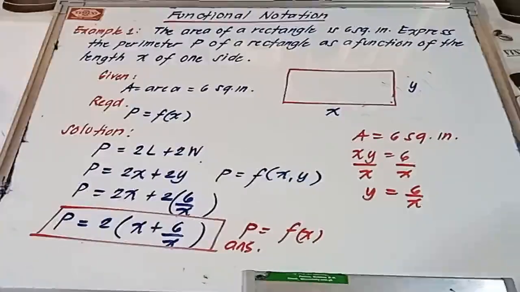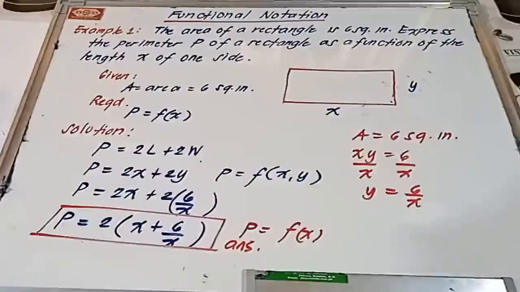So, this will be my first example on the functional notation, and this is how to set up a formula that will show functional relation between two variables.